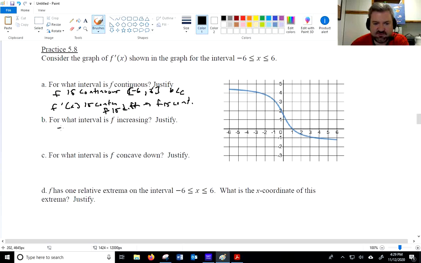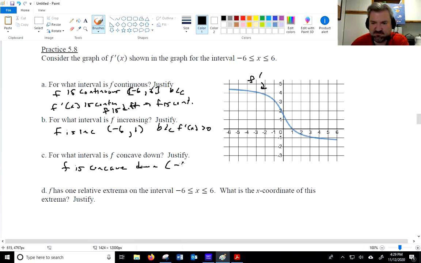For what interval is f increasing? Well, f is increasing whenever f prime, remember this is the graph of f prime, is positive. So f is increasing on -6 to 1. Because f prime of x is greater than 0. For what interval is f concave down? Well, f is concave down wherever the derivative is decreasing. And this derivative is decreasing everywhere. So we're going to say f is concave down on this entire interval in question from -6 to 6 because f prime is decreasing.